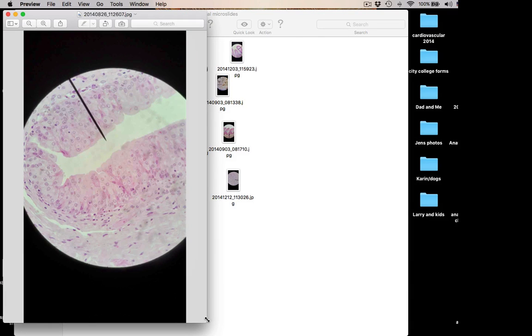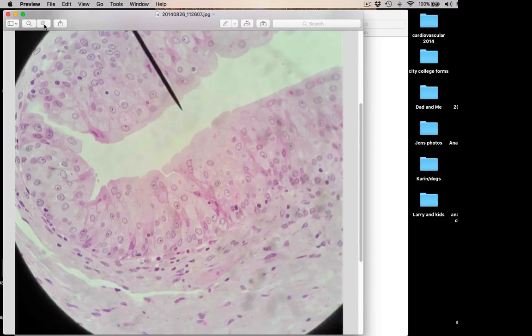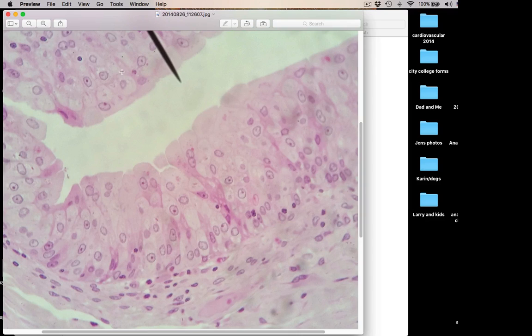Oh, looks like we've got another transitional. Let's see. So here's the basement membrane somewhere down here. And we have all this layer, so we know it's stratified. You look at the apical surface, here's the lumen. These weird cells again are up in here. So once again, this is transitional epithelium.